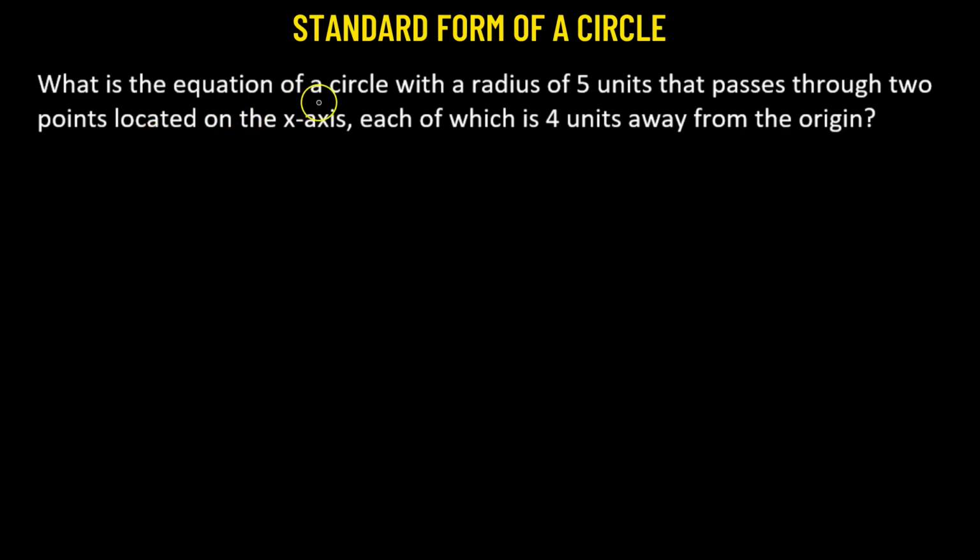So we need to find the equation of a circle having a radius of 5 units. This particular circle passes through 2 points located on the x-axis, and the points of intersection are 4 units away from the origin. So let us first try to understand this particular problem.